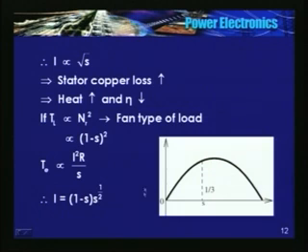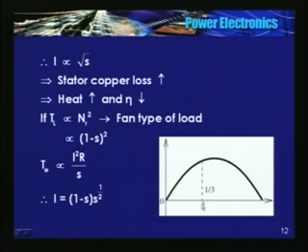Now if I plot the magnitude of I versus the slip, I will get this sort of characteristic. You will find that current is maximum at S equal to 1/3. It is very simple. You need to differentiate this equation, 1 minus S into square root of S, with respect to S and equate it to 0.